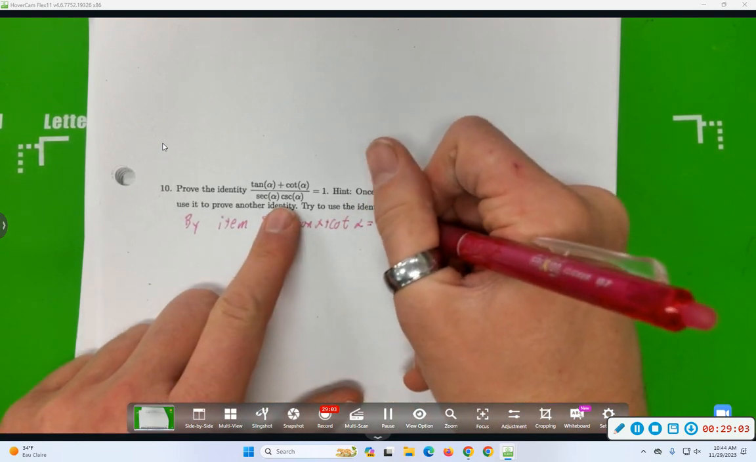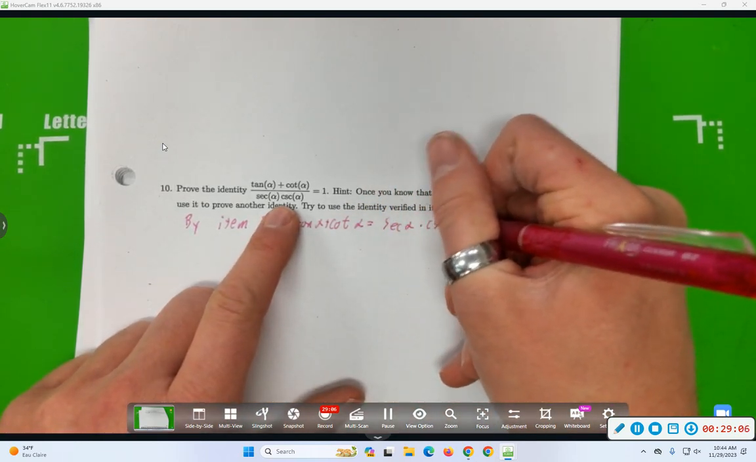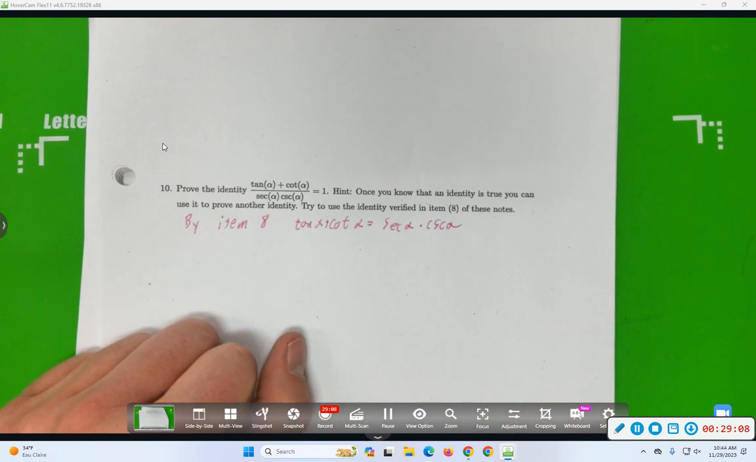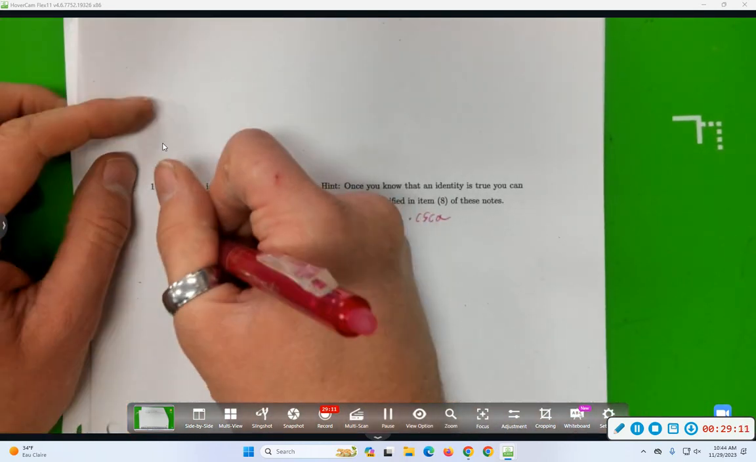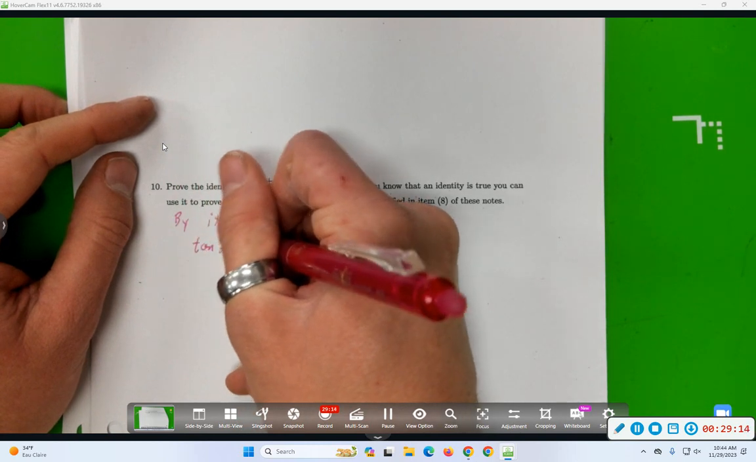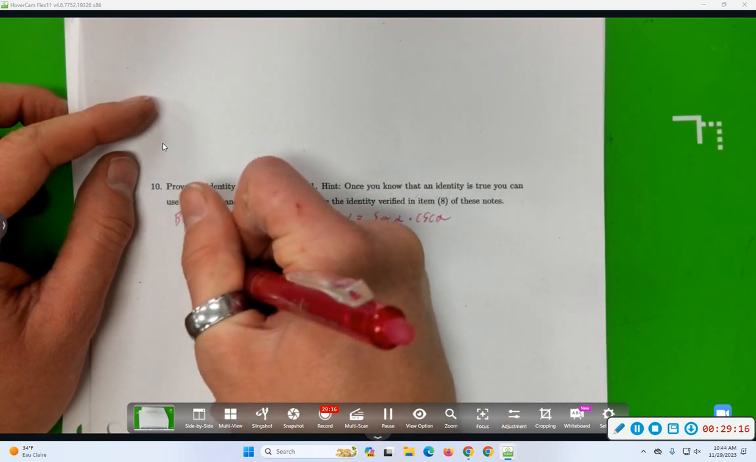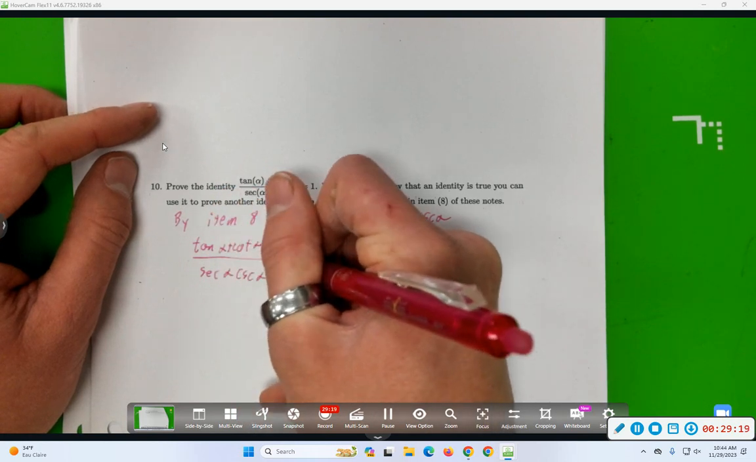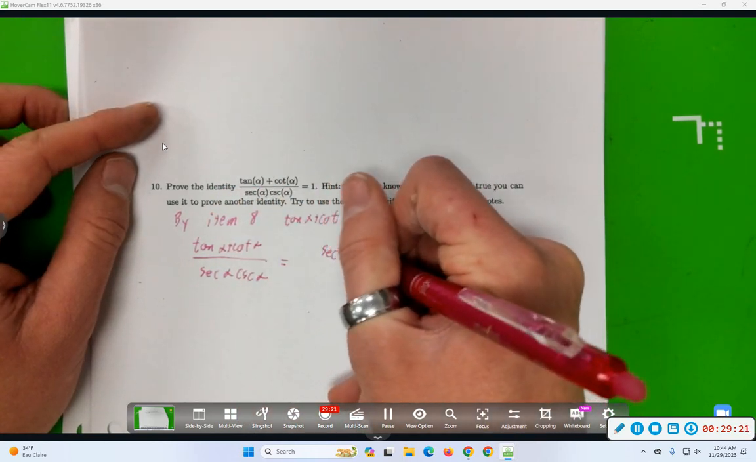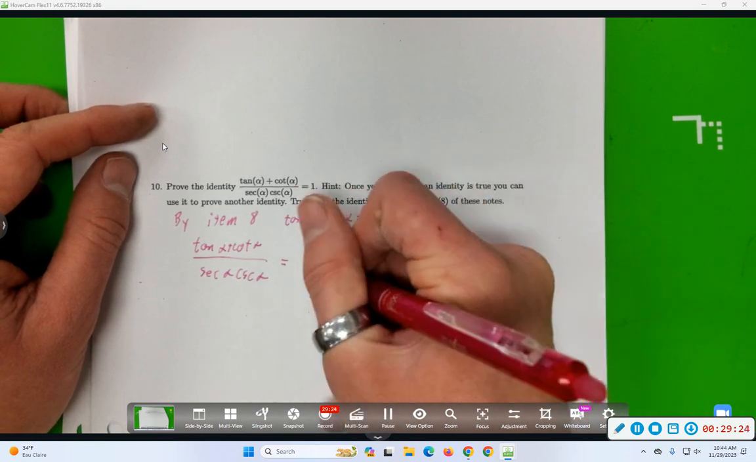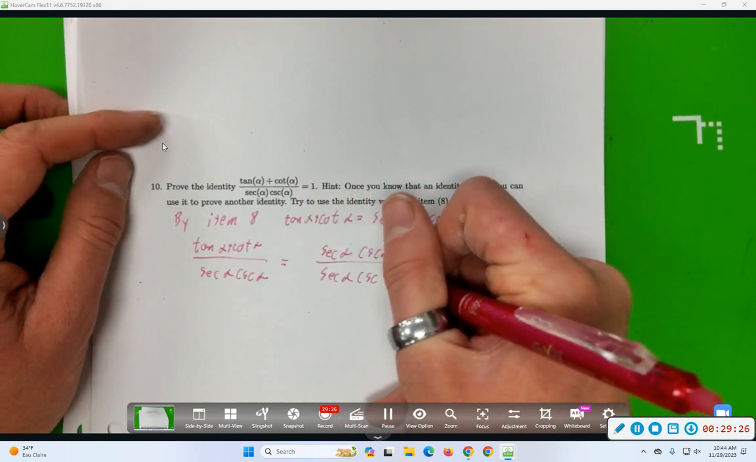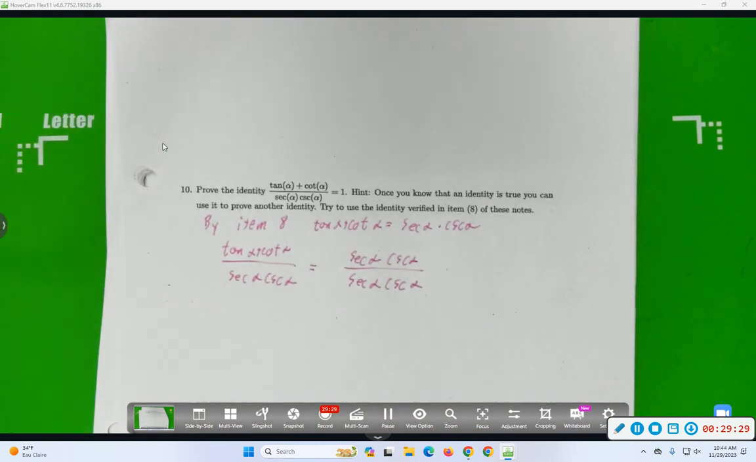Saying it that way even tells me what the next step's going to be, right? So let's use item 8 to just do that. Tangent alpha plus cotangent alpha divided by secant alpha cosecant alpha. Cool. So once you already know that an equation is true, you can use it. I know that the old numerator is the same as the new numerator, so I can do that.